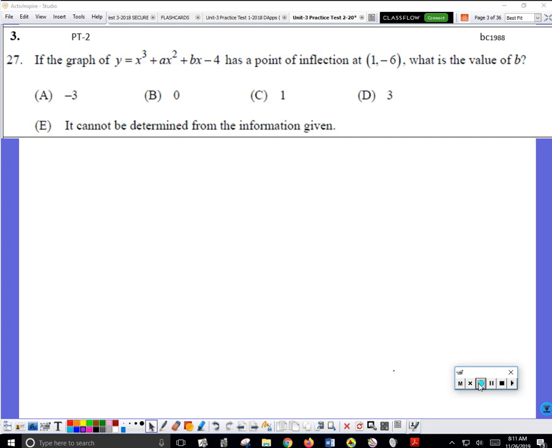This graph has a point of inflection at (1, -6). What is the value of b? I've mentioned many times that when they ask you to find a constant, you shouldn't go looking for the constant. You should do other things and hope that you'll just find the constant. A key to the test is to read a problem and remember a flashcard that'll help you get started. There's a flashcard here that you'll need to remember. The flashcard looks like this.